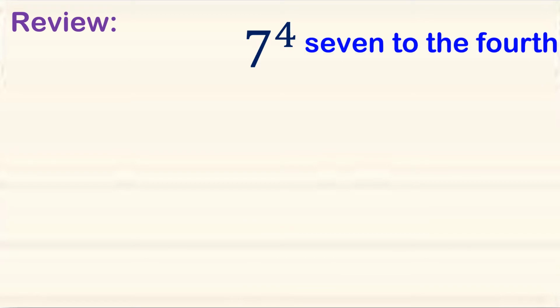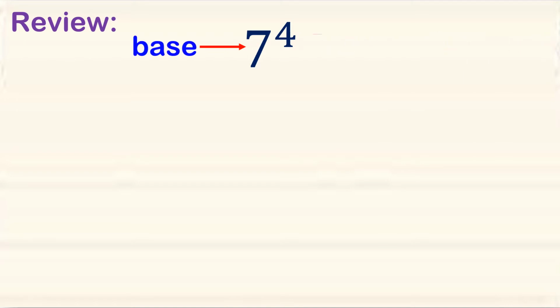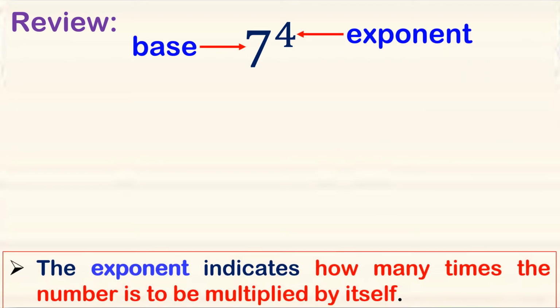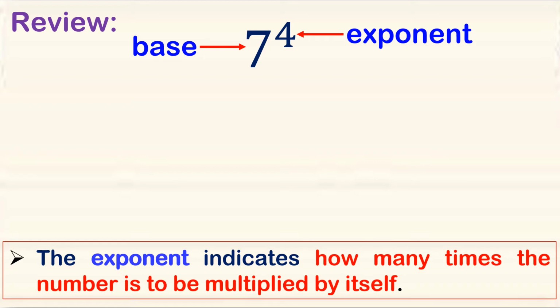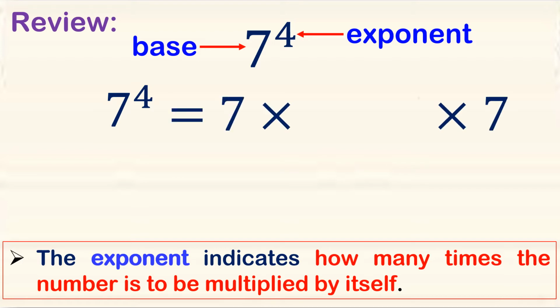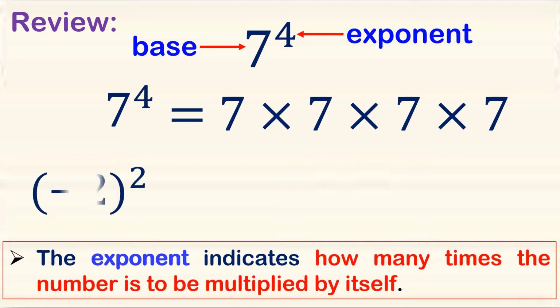Let us have a recall of what we have learned from the past. So 7 to the fourth is read as 7 to the fourth, and this one is the base, this one is the exponent. The exponent indicates how many times the number is to be multiplied by itself. So 7 to the fourth is equal to 7 times 7 times 7 times 7, meaning the 4 indicates that we are going to multiply 7 four times by itself.